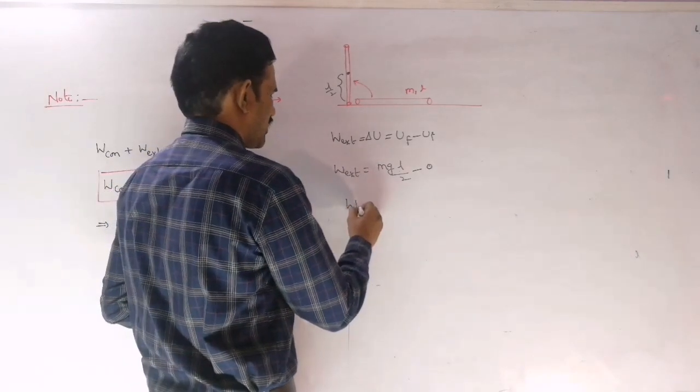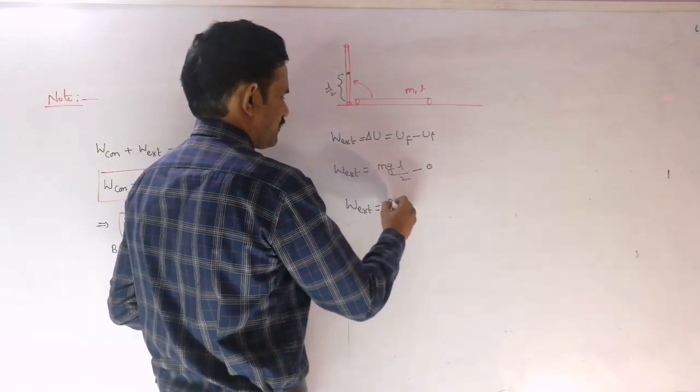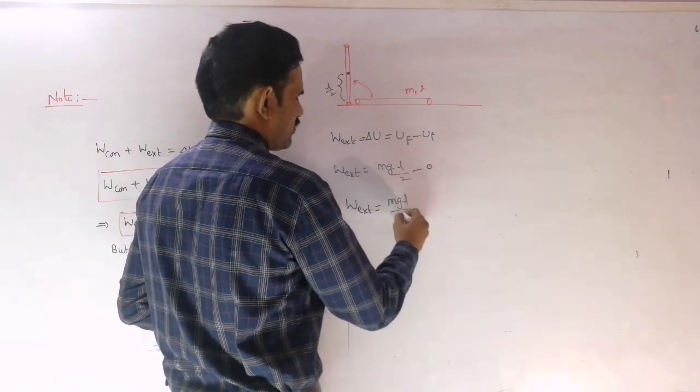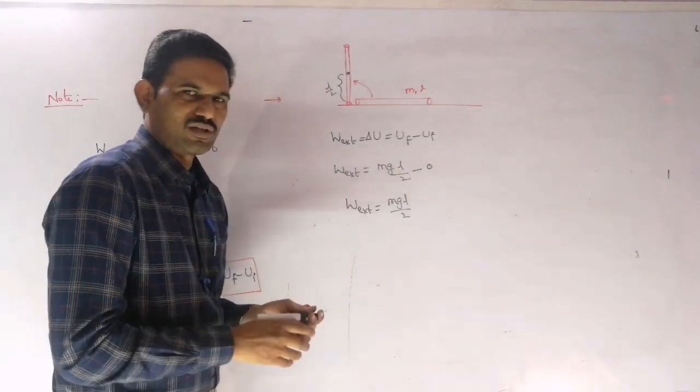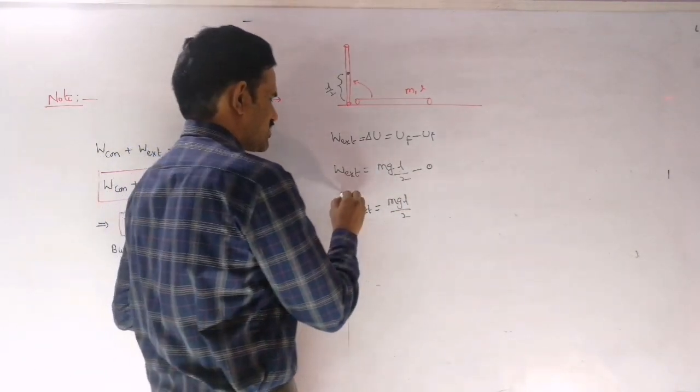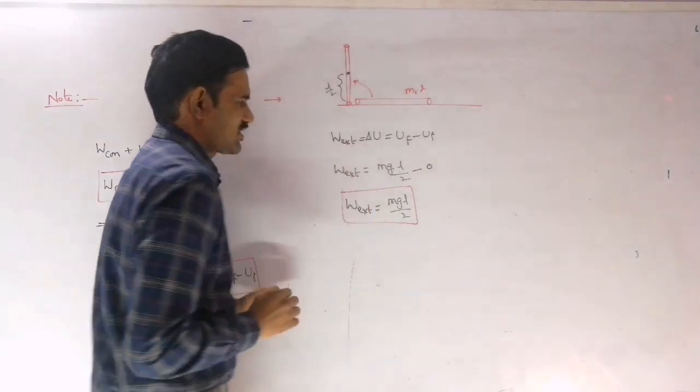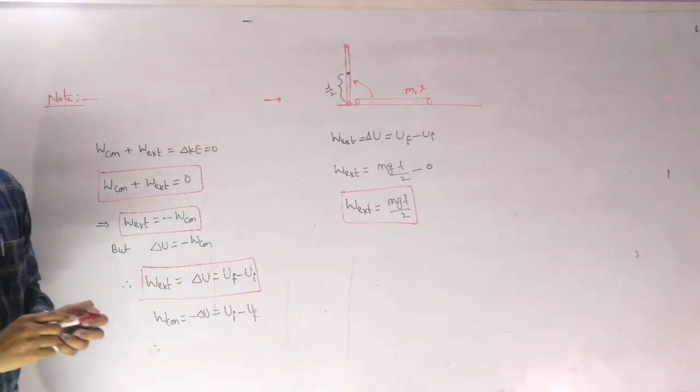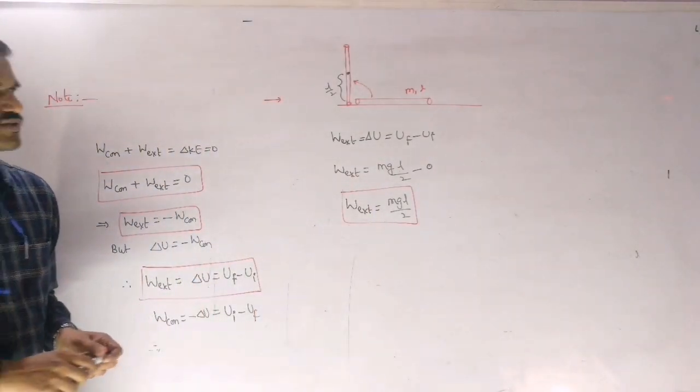So the work done by the external agent is mg L by 2. That is the amount of work done. No additional calculations are needed here; just by writing the potential energy you can write the work done.